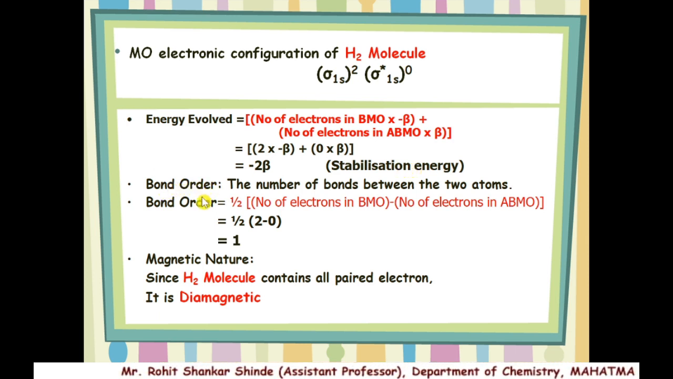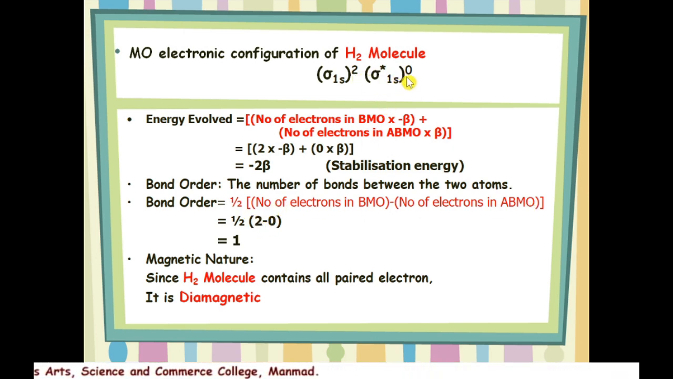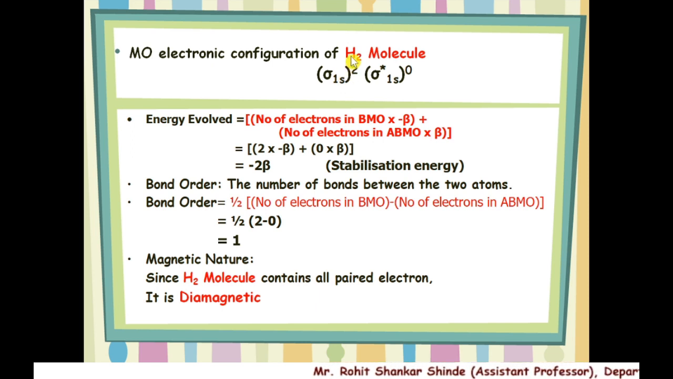Bond order. We can calculate bond order using the formula 1/2 in bracket, number of electrons in BMO minus number of electrons in ABMO. The number of electrons in BMO is equal to 2 and the number of electrons in ABMO is equal to 0. So 1/2 in bracket 2 minus 0, that is equal to 1. Since bond order is 1, the H2 molecule is a stable molecule.